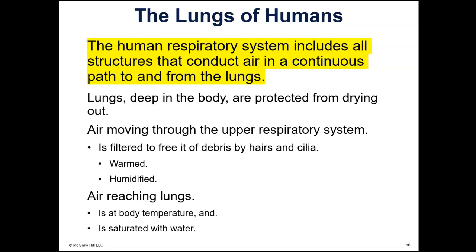Now, we're going to focus more on humans. So the human respiratory system includes all the structures that conduct air in a continuous path to and from the lungs. So it starts with your nasal cavity, your nostrils and your nasal cavity, and then your pharynx, which is a common pathway for air and food, and then into your larynx, your trachea, your bronchi, your bronchioles, and then the air sacs or alveoli.